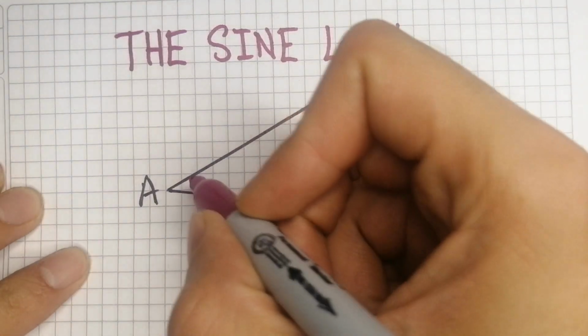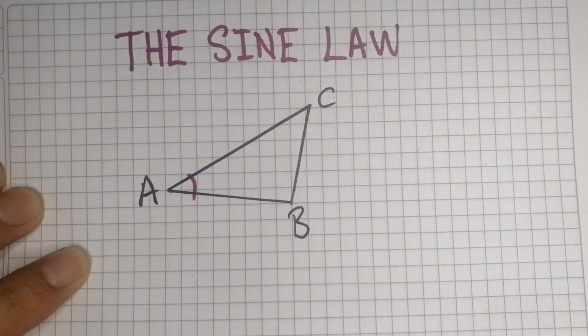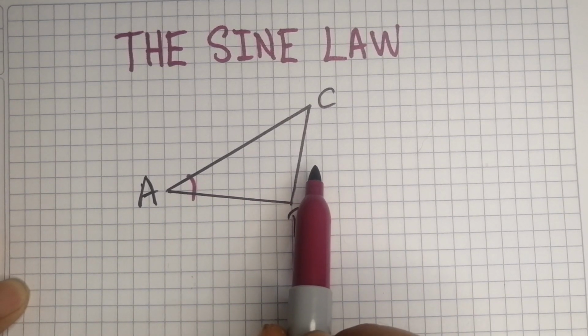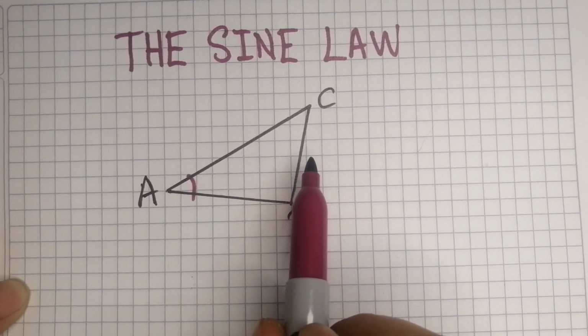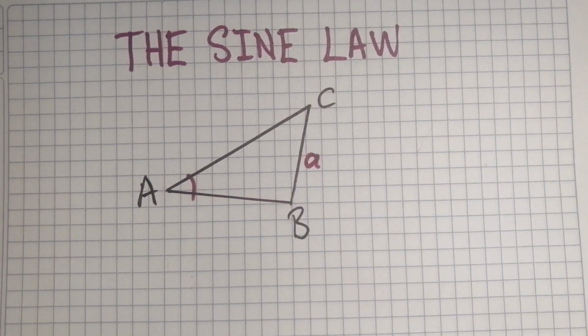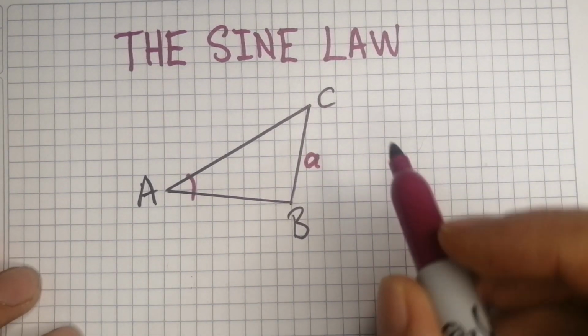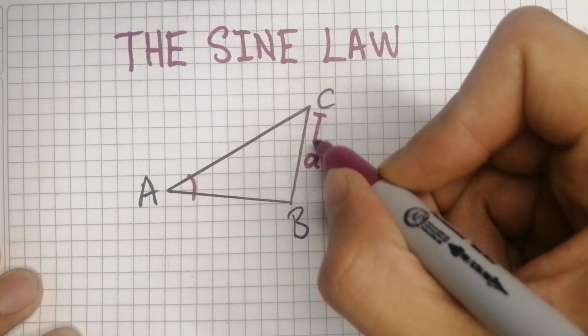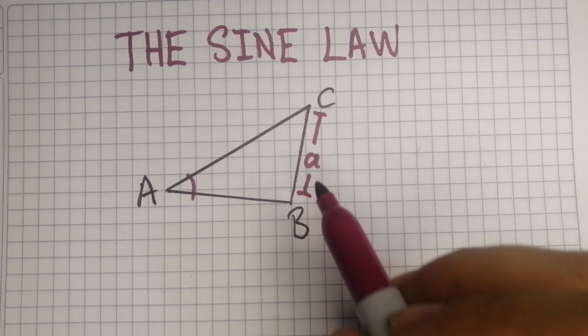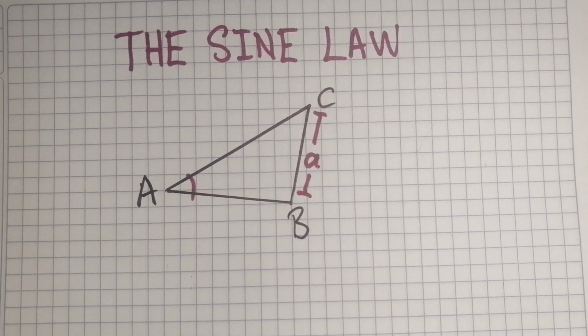So here we have this angle A, and the opposite side to the angle A in this position would be this one here. We are going to represent that opposite side with the lowercase a, which is representing the length of the segment BC. So this one would be the side lowercase a.